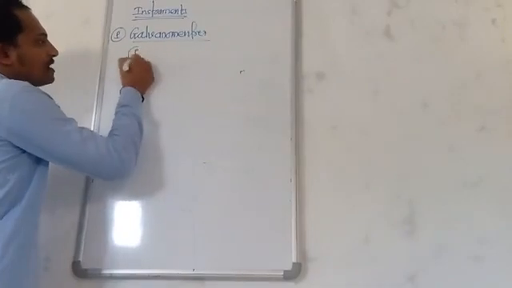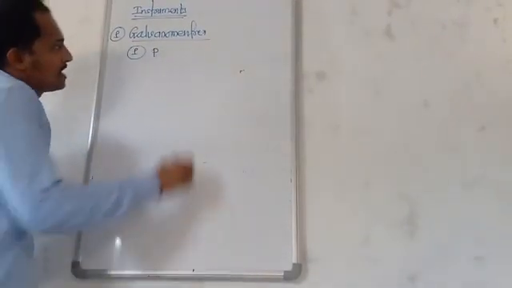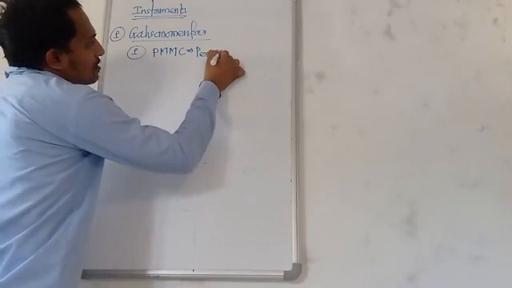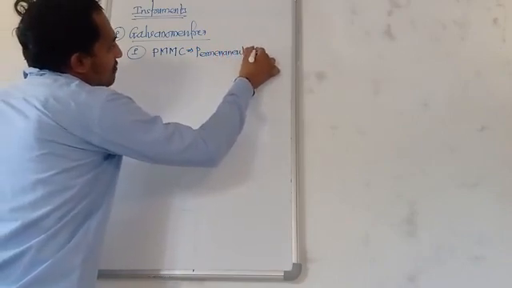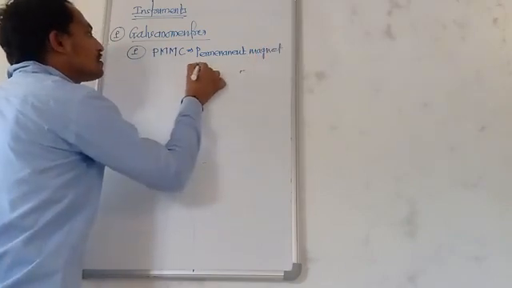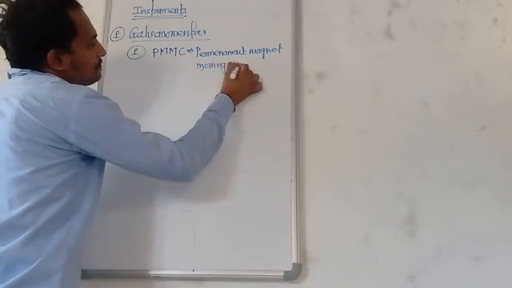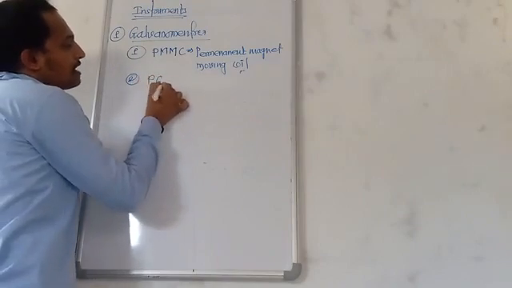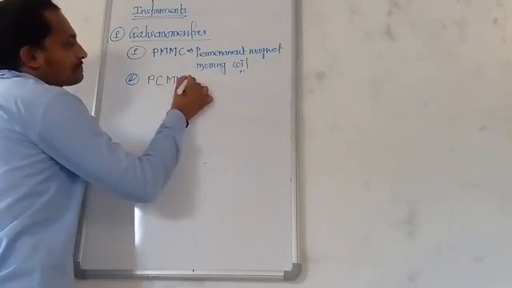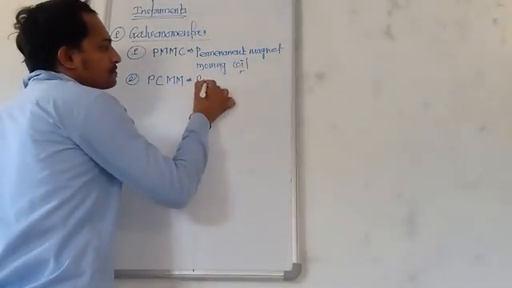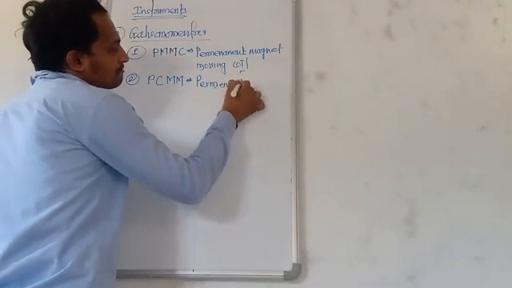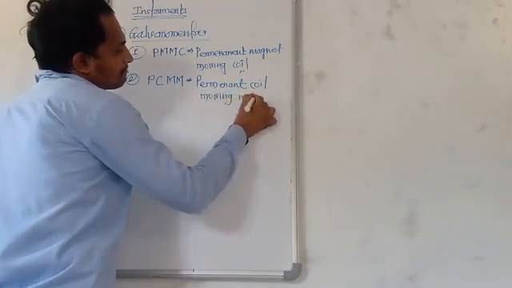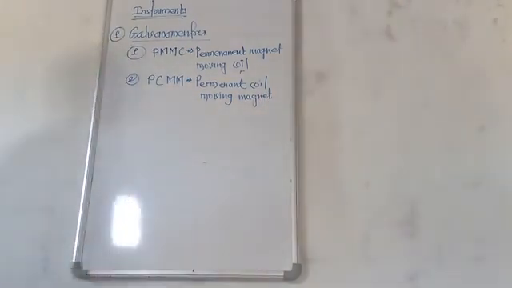There are two types of galvanometer. The first one is permanent magnet moving coil, PMMC. The second one is permanent coil moving magnet. So these are the two types.